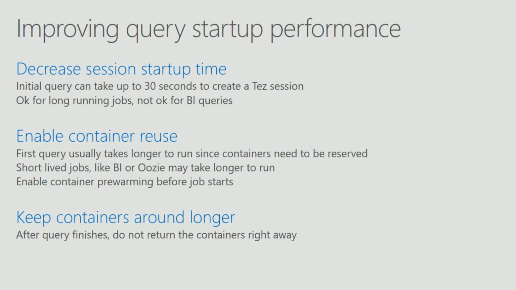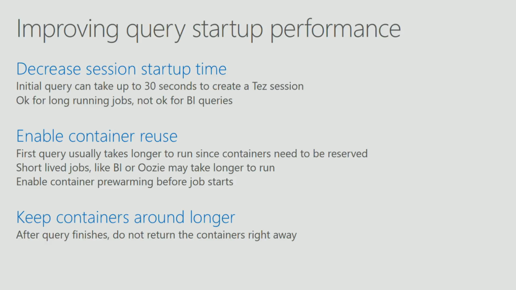So going back to the things I mentioned, how do you improve the query startup performance? There are 3 things you can do. Number 1, decrease the session startup time. As soon as you start your query, it takes about 30 seconds to start this app master. So if you can somehow save the creation of that app master, you can save the 30 seconds. Like I said, if it's a BI query, it's very important to do this. But the downside is the more application masters you put in memory, the more resources you're eating. So there's a trade-off. You got to decide. But that's one thing you can do.